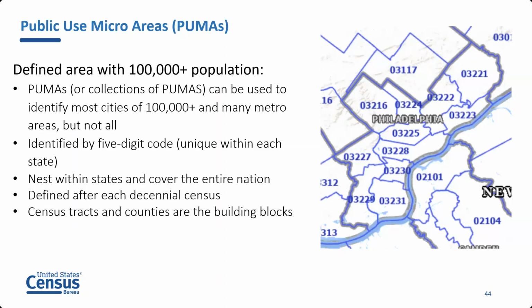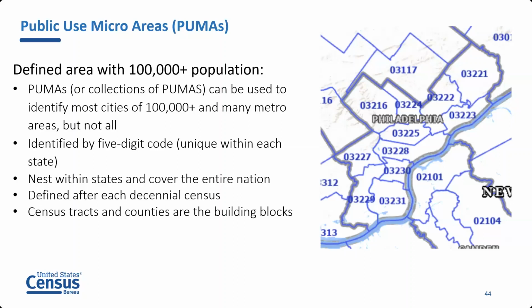We define PUMAs after each decennial census as part of a program involving our state data centers, or SDCs, and they are used for the decennial and ACS public use microdata sample data. The ACS and Puerto Rico Community Survey also use PUMAs to distribute their respective period estimates. And just for a bit of background, the decennial census population counts and updated census tracts are critical for defining PUMAs, and census tracts and counties are the building blocks of PUMAs.